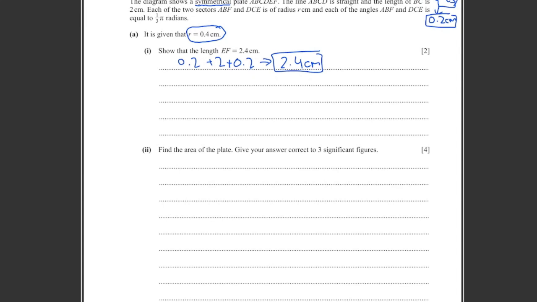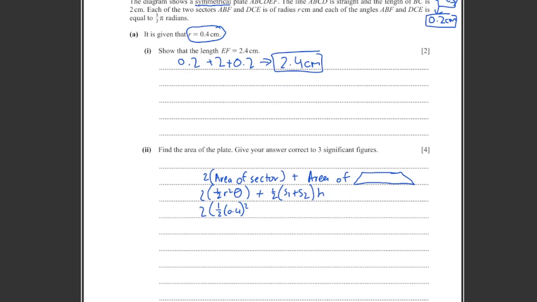We're just going to take the area of one sector, and multiply it by 2 because there are two sectors. And then we're going to add the area of the trapezium. The area of the sector is 1/2 radius squared multiplied by theta. And then the area of the trapezium is 1/2 side 1 plus side 2 times height. So over here we know that this r is 0.4, so we're going to square that.